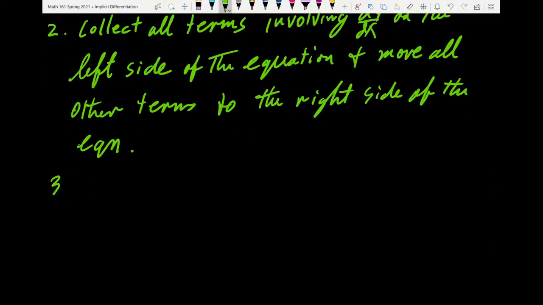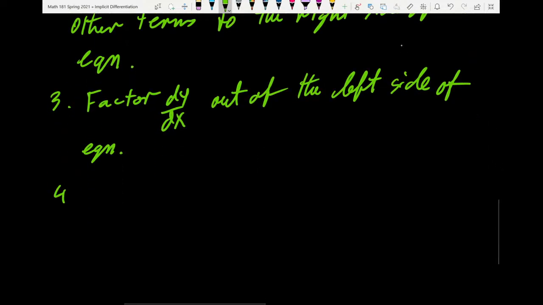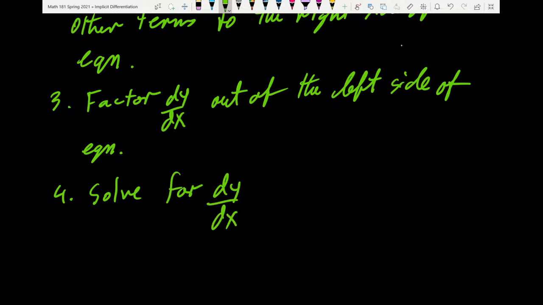All right. Next, factor. This is algebra. Factor dy/dx out of the left side of the equation. And solve for dy/dx.